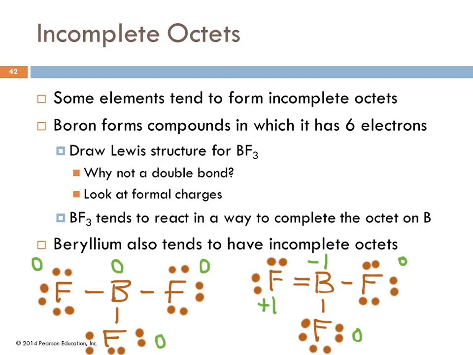Hydrogen and helium are so small that they don't even aspire to hit the octet rule. They've got their own rule, the duet rule. So boron's down there doing this thing, and beryllium also tends to have incomplete octets. Now, when this reacts with something, it will react in a way that may complete the octet on boron. And so it's not that boron never obeys the octet rule, but it's not uncommon for it to disobey. It's kind of a naughty child.